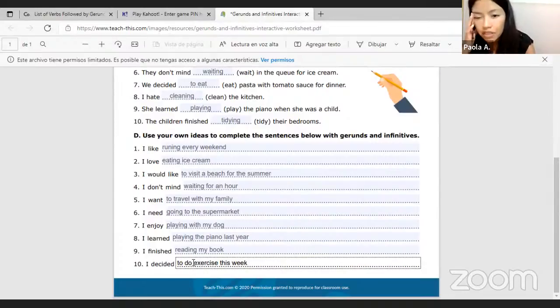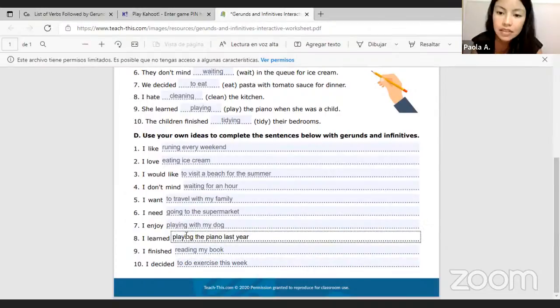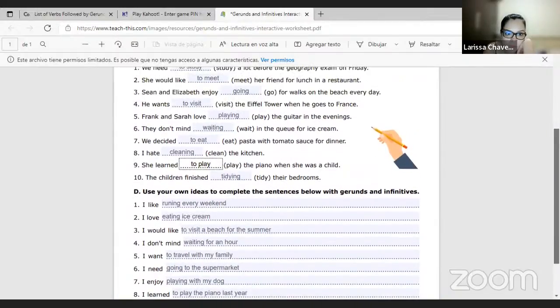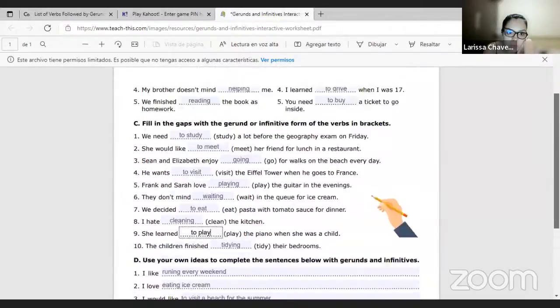I learned to, sorry. Number 8, I learned to play. Need to find infinitive. Number 8, yes. Okay, to play. Yes. In this case, she learned to play. Playing the piano is general. Oh, okay. Yours is also general. I learned to play. Yes. Okay. To play. To do. Yes.